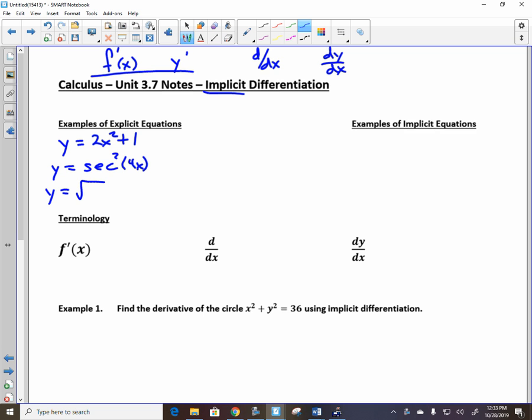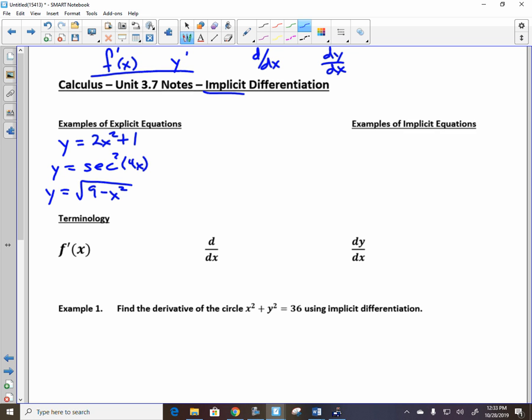y is equal to the square root of 9 minus x squared. That's actually the graph of a semicircle. It's the top portion of a circle centered at 0, 0. That is a radius of 3. Okay? So what about all the other types of things?